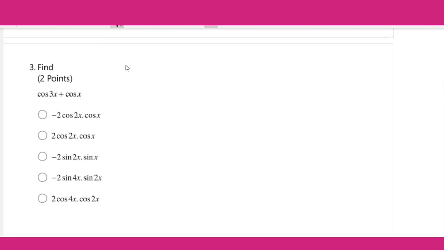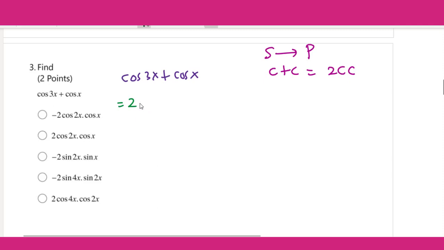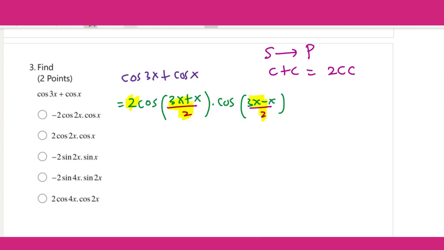Number 3, cos 3x plus cos x. This is sum to product, using the factor formula. Cos C plus cos D is equal to 2 cos (C plus D) over 2 times cos (C minus D) over 2. So this one is equal to 2 cos of (3x plus x), and cos of (3x minus x), should divide by 2. So how to remember that one? When this one is 2, you need to divide here. Then simplify: 2 cos 4x over 2, cos 2x over 2. Answer is 2 cos 2x cos x, this is the answer.